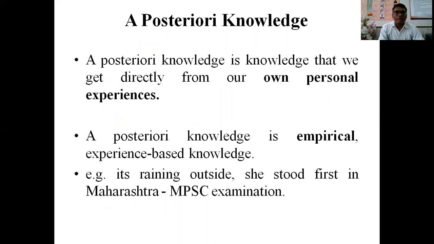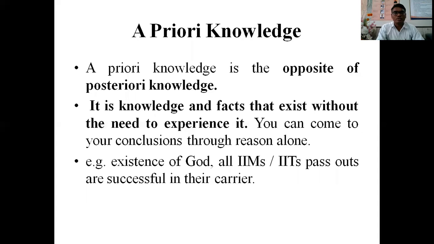First type of knowledge is a posteriori knowledge. This knowledge is all about our own personal experiences. With the help of our own personal experiences, we get some knowledge that is known as a posteriori knowledge. Examples for this: it's raining outside. She stood first in the Maharashtra MPSC examination. These are examples of posteriori knowledge. Got it?